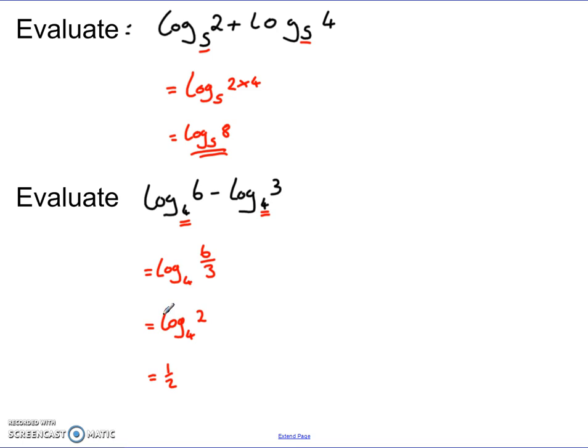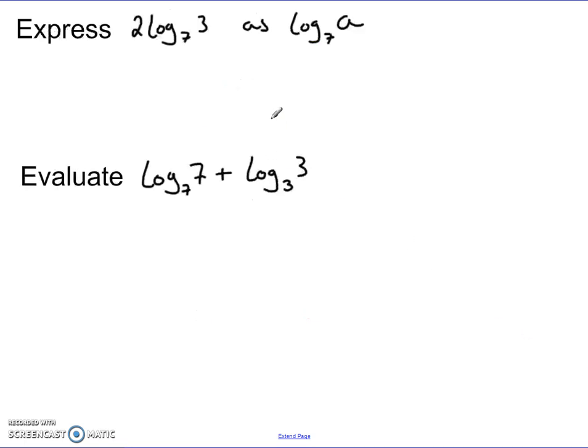Well, remember, this is saying what power of 4 gives me 2. So 4 to what power equals 2? Well, remember, 2 is the square root of 4. And the square root of a number is the same as saying it's to the power of a half. So 4 to the power of a half is 2, so my answer to that is going to be a half. If we're able to think like this, we can actually work quite well with logarithms.